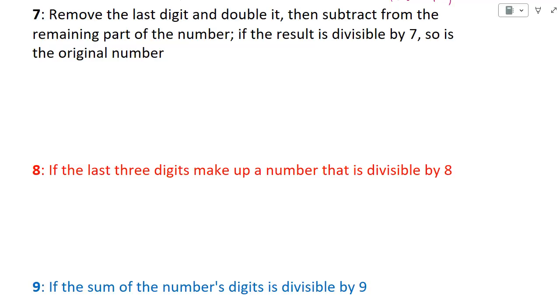If the result will divide by 7, the original number will divide by 7. Okay, so I'll just do a quick, easy one right here. 217. We're going to divide this up into 21 and then the 7 comes off. What we do is we double that 7, make it into 14, and then we just subtract it from the remaining part of the first part of the number. And then we check. Well, 21 minus 14 is 7. Will 7 divide by 7? Well, yes, it will. So 217 will divide evenly by 7.